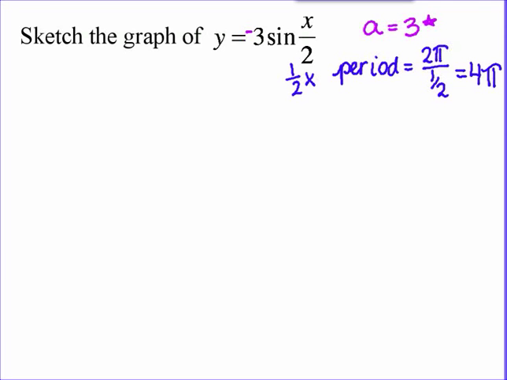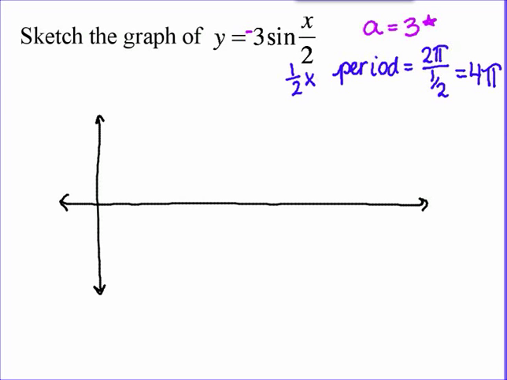Basically, if you think about it, it's taking 2 and figuring out how many halves are in 2, and there's 4 of them. So anyway, let's go draw our line. There we go. How far up and down do I go? 3. Oh, this is easy peasy.